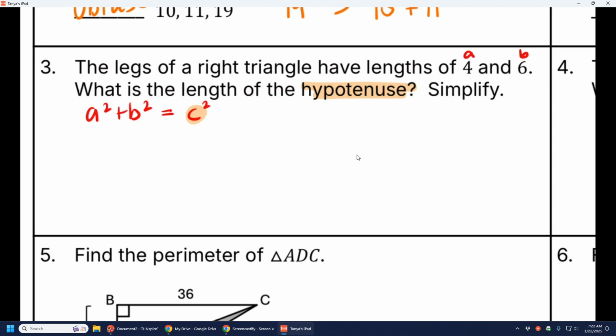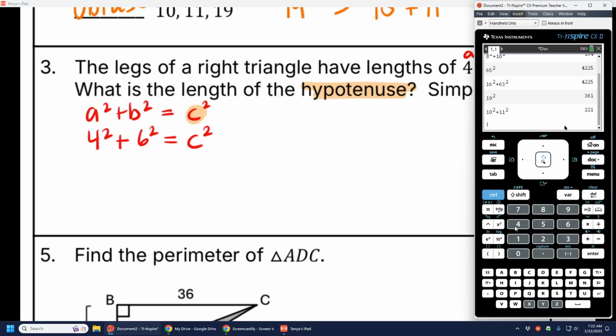So we're just going to plug it in. 4 squared plus 6 squared equals c squared, and then let's solve for c. So this left side, I'm just going to put it in the calculator all together and let's see what we get. 4 squared plus 6 squared. That gives me 52.